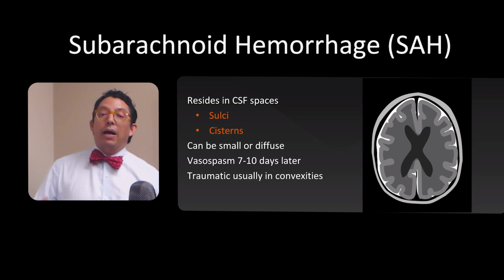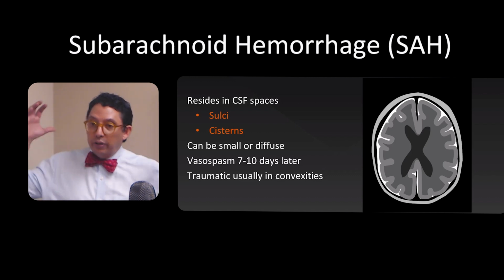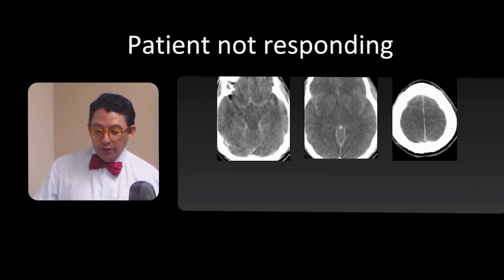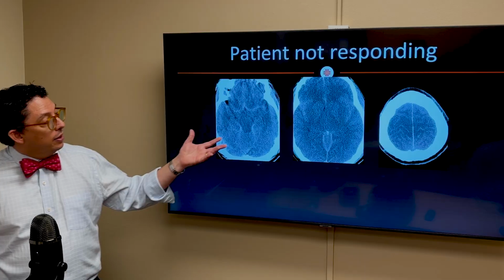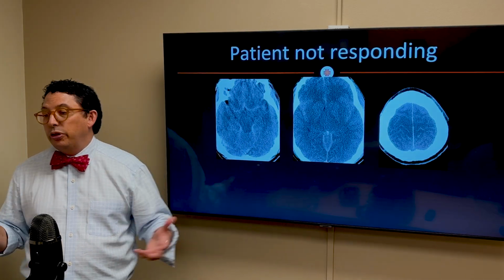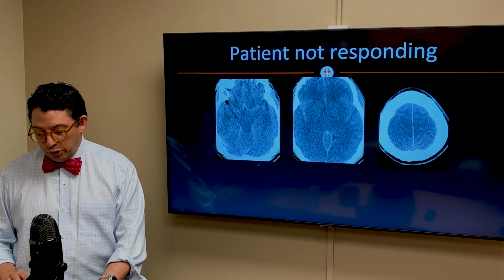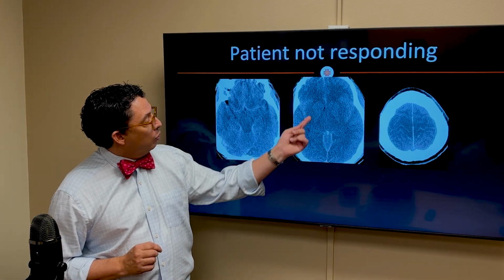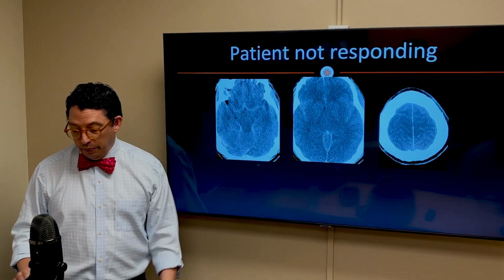We said that they can be traumatic or aneurysmatic. If they're traumatic, they're in the convexities. If they're because of aneurysms, they happen towards the basal cisterns. So this was the patient that we saw first. The patient was not responding. We thought it was subarachnoid hemorrhage, or we were suspecting it. The patient is completely herniated. You see that there's no perimesencephalic cisterns at all.